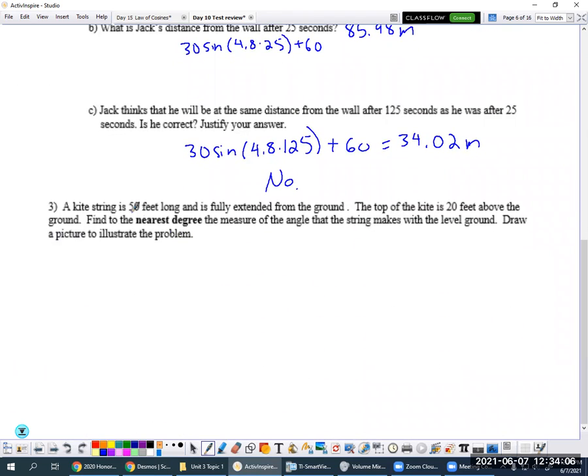A kite string is 50 feet long and is fully extended from the ground. The top of the kite is 20 feet above the ground. So here's the kite. To the nearest degree, find the measure of the angle the string makes with the ground.